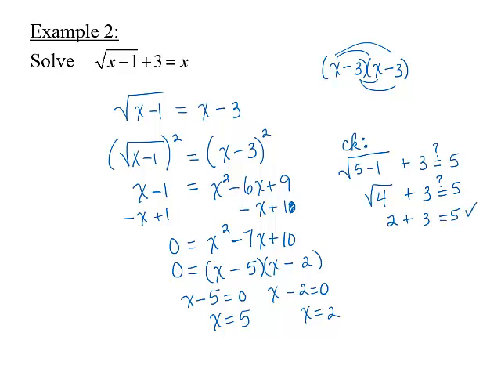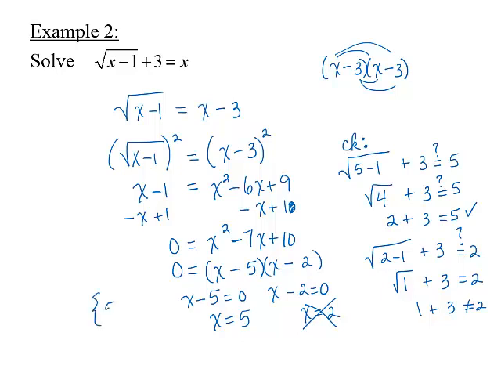If we substitute 2 in for x, we get the square root of 2 minus 1 plus 3. Is that equal to 2? This is the square root of 1 plus 3, which is 1 plus 3, which does not equal 2, right? This is 4, which does not equal 2. So the value 2 is an extraneous solution which must be excluded from the solution set. The solution set then is the set containing 5.